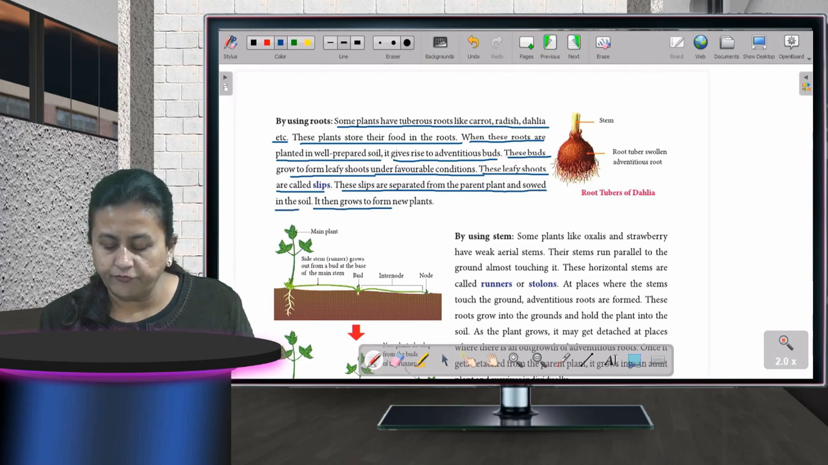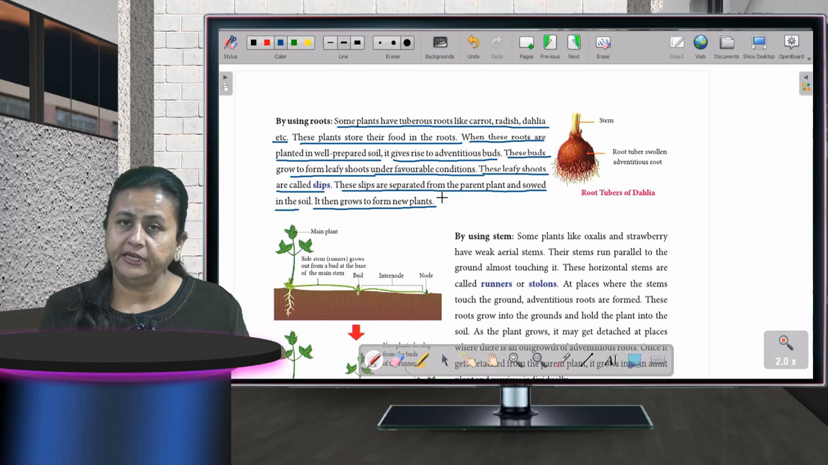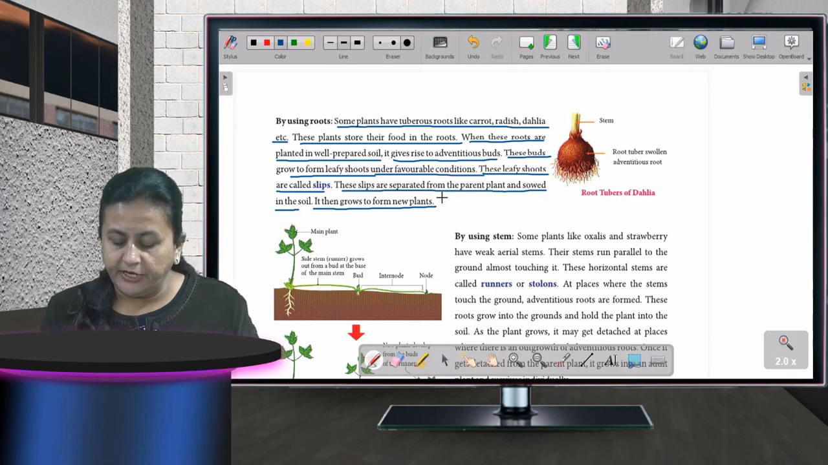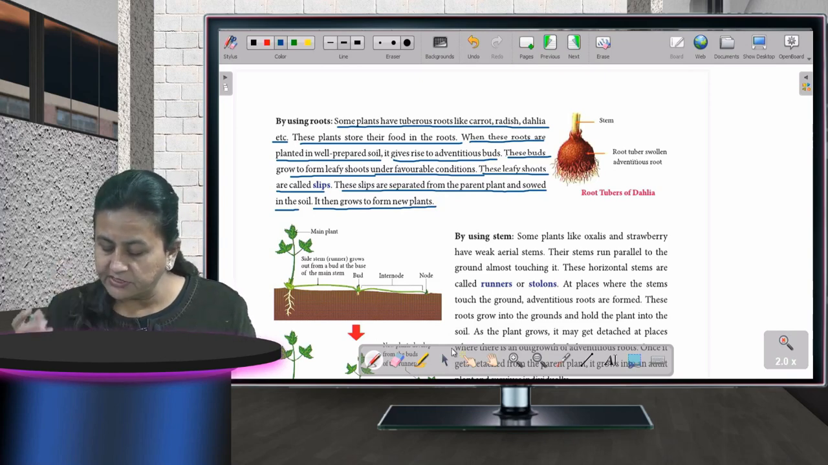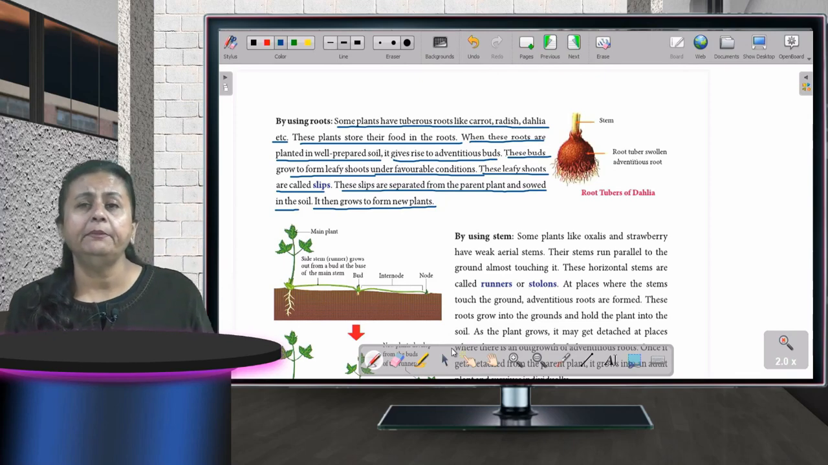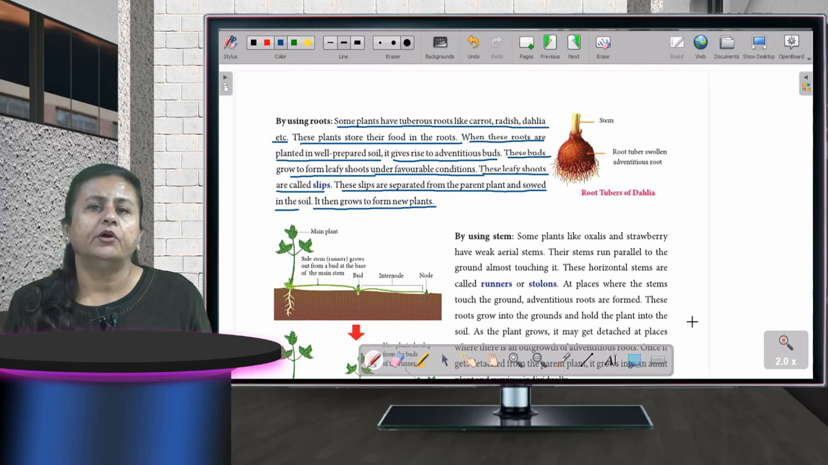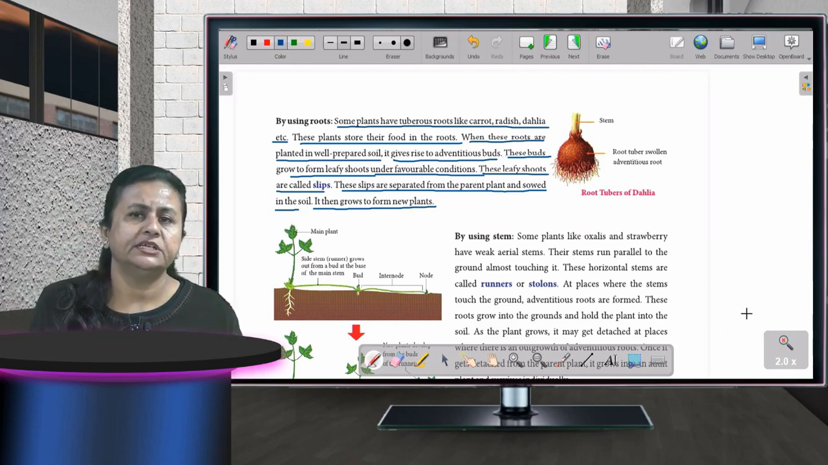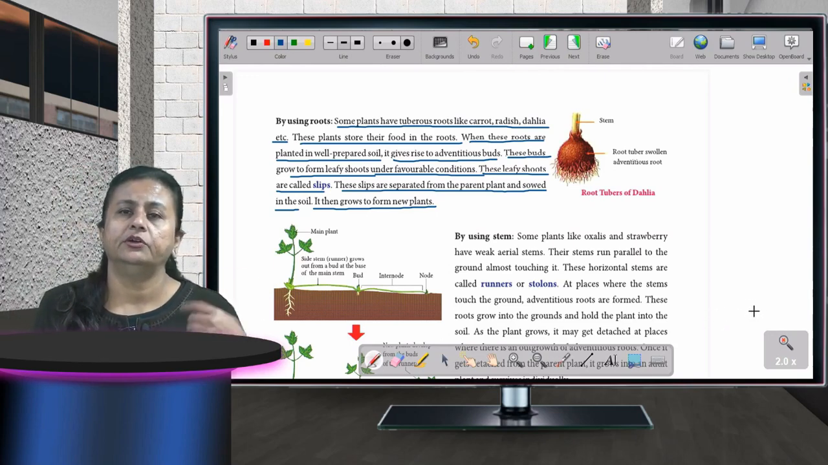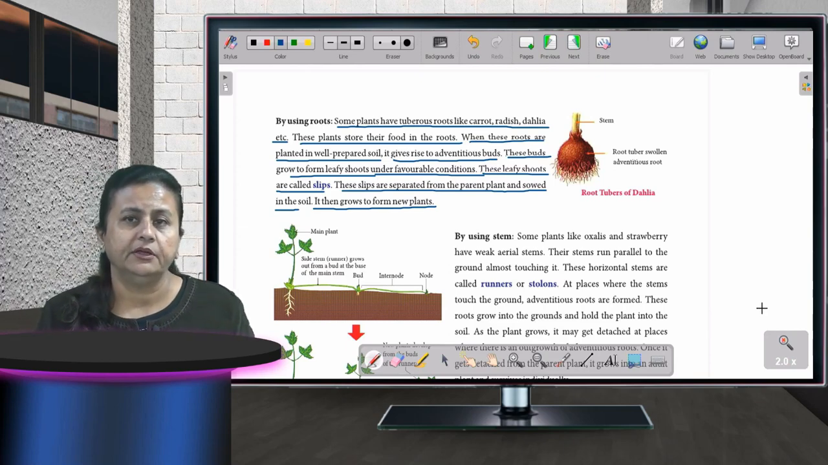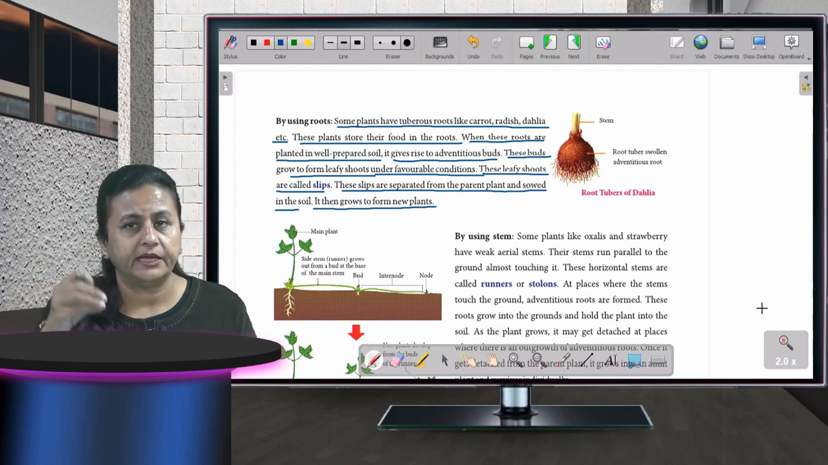It then grows to form a new plant. Now by using stem, children, you must have seen many plants grow by using their stem. A very common example is the money plant. Have you seen money plant in your houses? If you want to grow a money plant, you just take a small stem, put it in water or in soil, and it will start growing because the roots will develop from that part only.